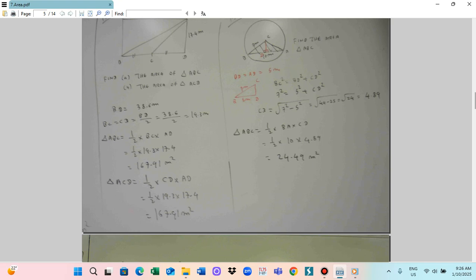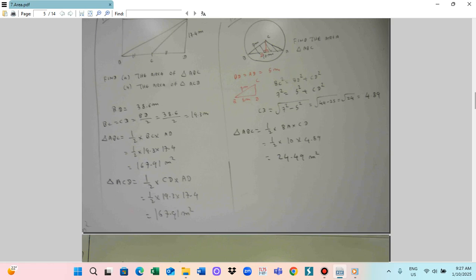BD is 38.6 meter. But BC and CD are equal. BC equal to CD is equal to BD by 2. So that will be 38.6 divided by 2. So this is 90.3. So we got BC equal to CD equal to 90.3 meter. And then you get triangle ABC. Triangle ABC you can calculate. So half multiply BC multiply AD. So half multiply BC, 90.3 multiply AD, 17.4. So you got the triangle ABC area.